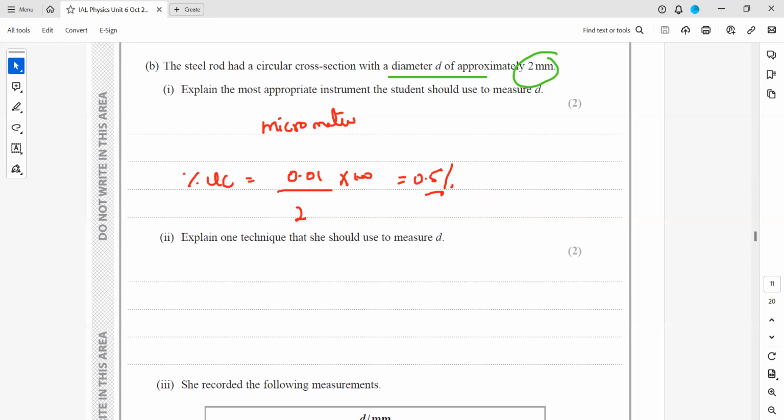And for a half range, it will give an uncertainty of 0.25. But in this case, the uncertainty will be 0, because the smallest value which a micrometer can record is 0.01, and the value which we recorded is 2. So 0.01 divided by 2, into 100, will give us about 0.5%, which is a very small uncertainty.